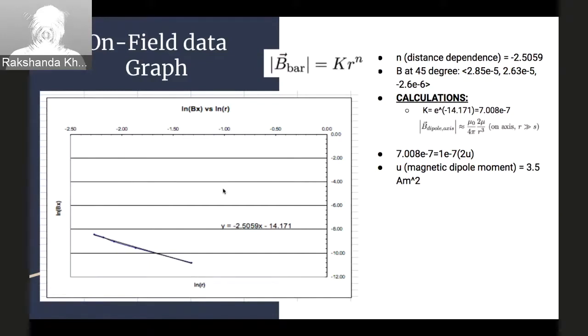So from this graph, we got that the distance dependence, which is the slope of the graph, is negative 2.5059. We also got the magnetic field at 45 degrees, which is this value given here. And then from that, we can calculate K, which is e to the power of our intercept value from the graph. And then we can plug our values into the dipole equation to solve for mu, and then we get our magnetic dipole moment to be 3.5.